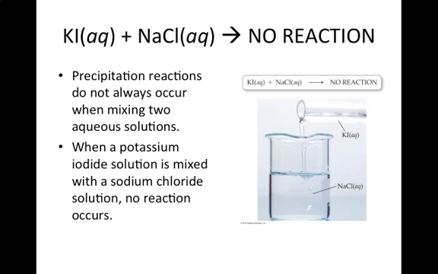So what we're going to be able to do by the time we finish this lesson is predict whether a precipitation reaction will form. Precipitation reactions do not always occur when mixing two aqueous solutions. When a potassium iodide solution is mixed with sodium chloride, no solid forms, which means no reaction occurs. Basically, no product forms that is insoluble in water. Therefore, you have to make sure that you remember your solubility rules.